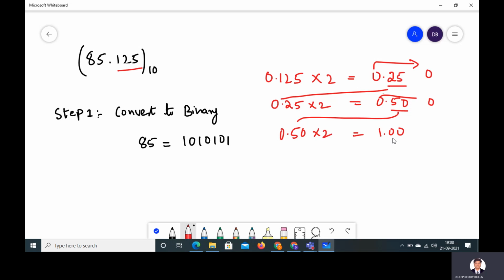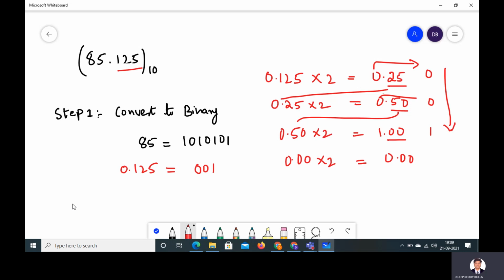Until when do we have to do this? Until we get the repeated numbers completely, or for however many decimals you want to convert. If you take 0.00 and multiply it by 2 any number of times, you will get 0.00, which means the same value. So we can stop at this point. This 0.125 value is equivalent to 001. This is the equivalent binary value.